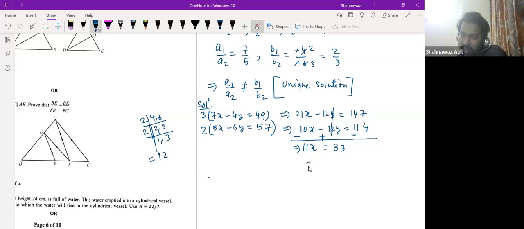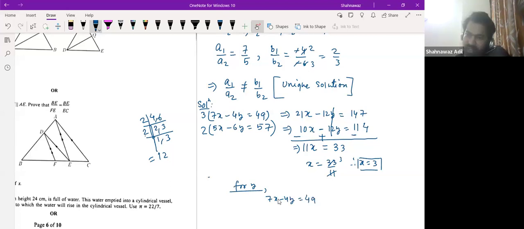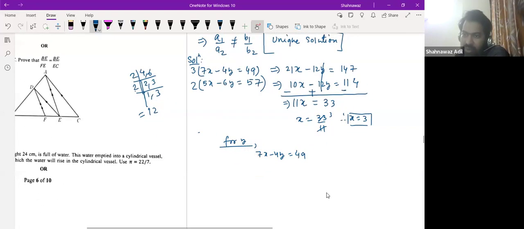So what would be x? x is 33 by 11, which is 3. So x is 3. And then you can put it in one of these equations to get y. So let's say we use this equation. For y, we use 7x minus 4y, that is 49. So you put the value of x and tell me what is the y that you are getting. Please solve this.